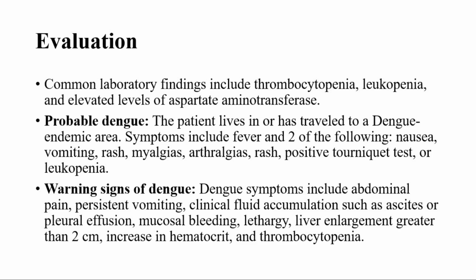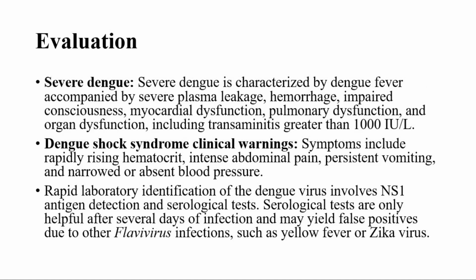Next, severe dengue is characterized by dengue fever accompanied by severe plasma leakage, hemorrhage, impaired consciousness, myocardial dysfunction, pulmonary dysfunction, and organ dysfunction, including transaminitis. Dengue shock syndrome symptoms include rapidly rising hematocrit, intense abdominal pain, persistent vomiting, and narrowed or absent blood pressure. Rapid laboratory identification of the dengue virus involves NS1 antigen detection in serological tests. Serological tests are only helpful after several days of infection and may yield false positives due to other flavivirus infections, such as yellow fever or Zika virus.